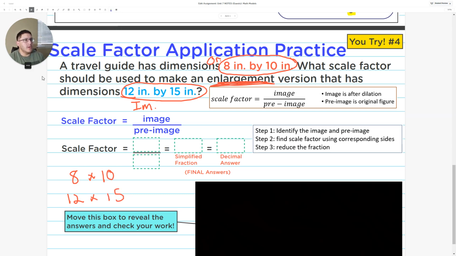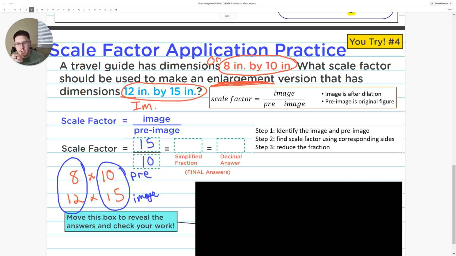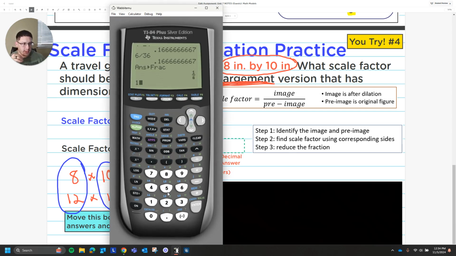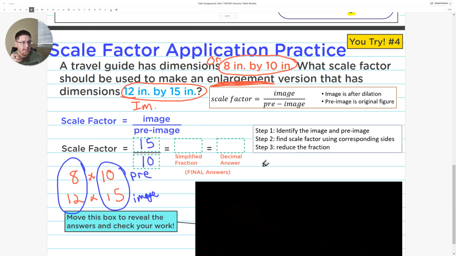Either we use 8 and 12 or 15 and 10. But just remember which one you use first. You use the image first, and then the pre-image. So for the image, let's say for 15 and 10, you'll use 15 divided by 10, which when you type it into the calculator will give you 1.5 as a decimal.